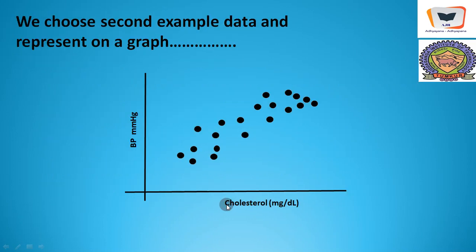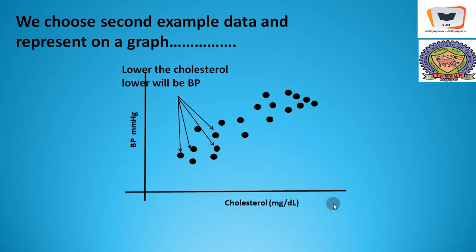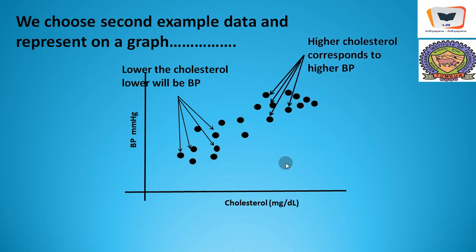For the sake of simplicity, we choose the second example data and try to represent that on a graph. So we have BP expressed as millimeters of Hg, and cholesterol in milligrams per deciliter of blood. These are all the data samples that we have got. From the graph itself, we can say roughly that the lower the cholesterol, the lower will be the BP, and the higher the cholesterol, the higher will be the BP.